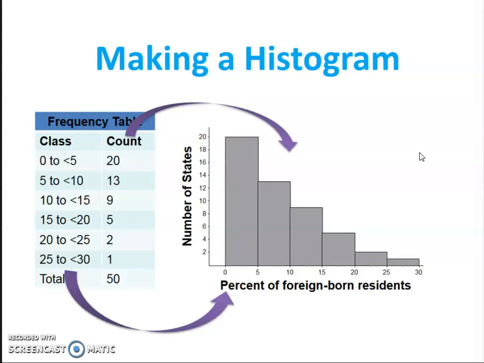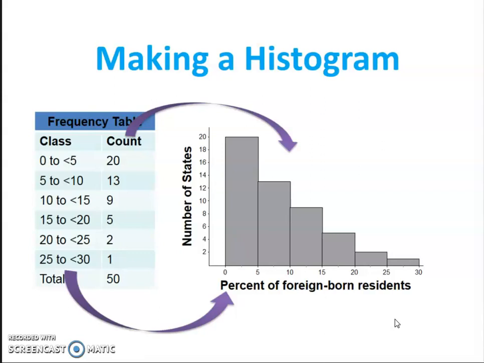Okay? So once you have your frequency table, then you go ahead, you draw your x and your y axes. My x-axis is like a number line. Each bar begins at the beginning of each class. So 0, 5, 10, 15, 20, 25, and then it ends at 30 there. And then the heights of my bars are the counts for each of those classes. Notice how I have number of states here on my y-axis for my frequencies, and the percent of foreign-born residents is represented down here. Okay.